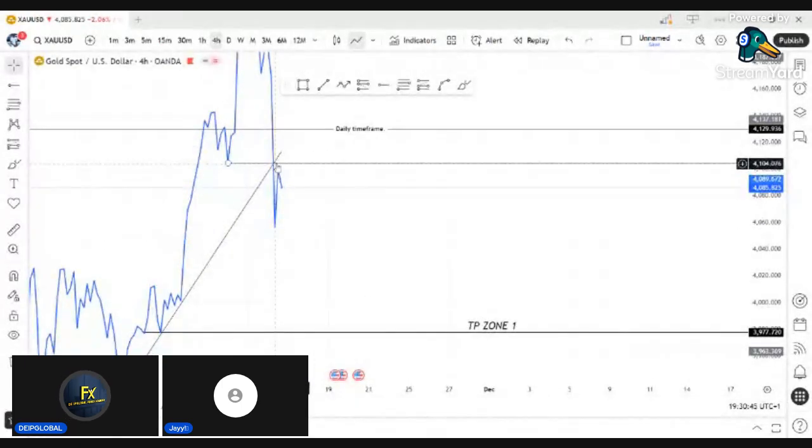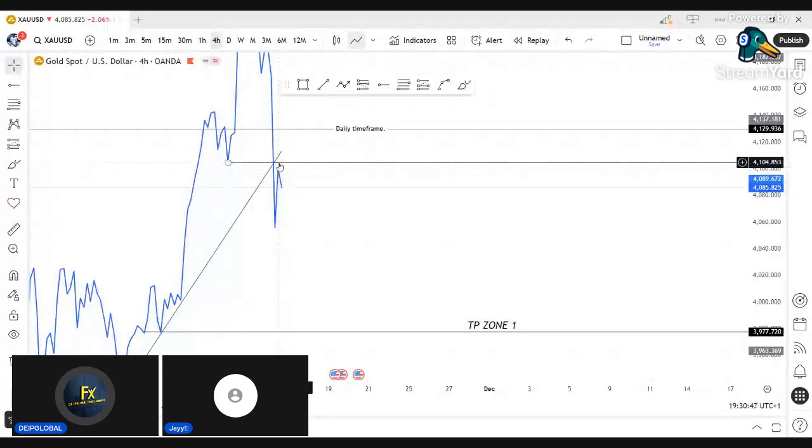So what are we looking for? We're expecting it to sell either from this zone or from a zone around inside here. But the reason why I don't really put on this zone is because remember, you sell from resistance, buy from support.